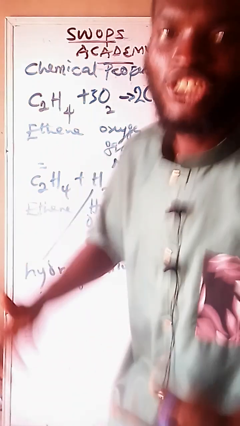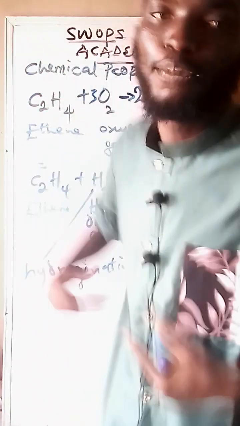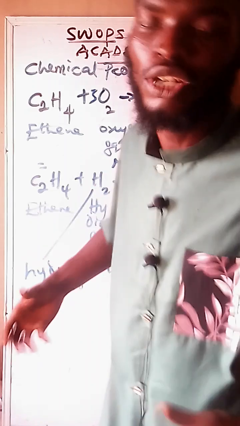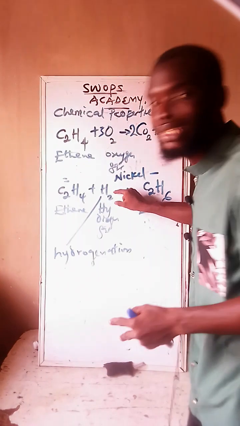Hydrogenation of alkene. The word hydrogenation, addition of hydrogen. If it is halogenation, addition of halogen family. Like bromination, addition of bromine. Chlorination, addition of chlorine. Iodination, addition of iodine. Astatination, addition of astatine. But we are dealing with hydrogenation.